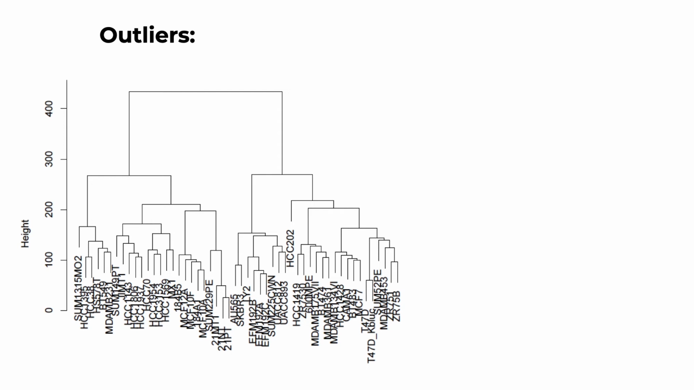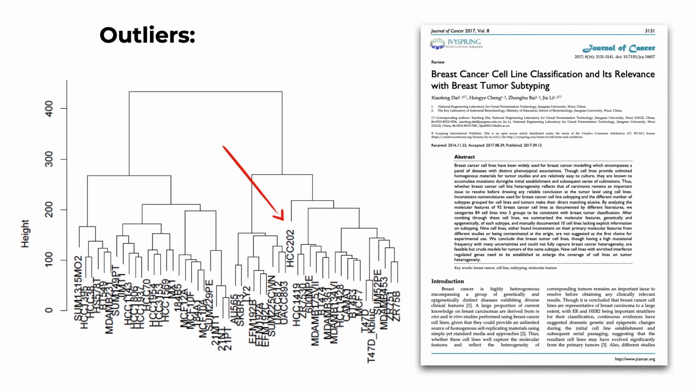Oftentimes, clustering can also help us find outliers. For example, here, we can see an irregular tree that highlights the sample HCC202. And then if we want to actually check whether this makes some kind of sense, we can see that this specific cell line, HCC202, has been studied and found not to belong to the same category of cell lines that we typically think it should be assigned to.